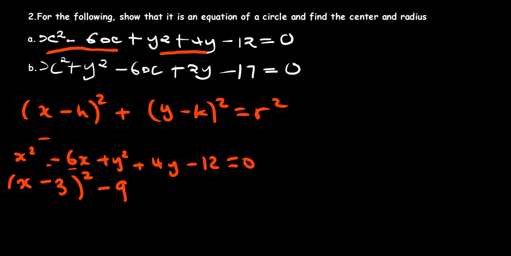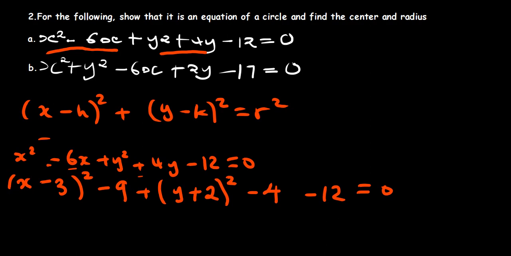Then the second part, how we do it, so this will be plus, we have y there, then the sign that it's carrying there is positive, so positive will come there. Half of that is 2, then squared there, then minus, so what is 2 squared? 2 squared is going to give us 4. Then I have minus 12 is equal to 0.